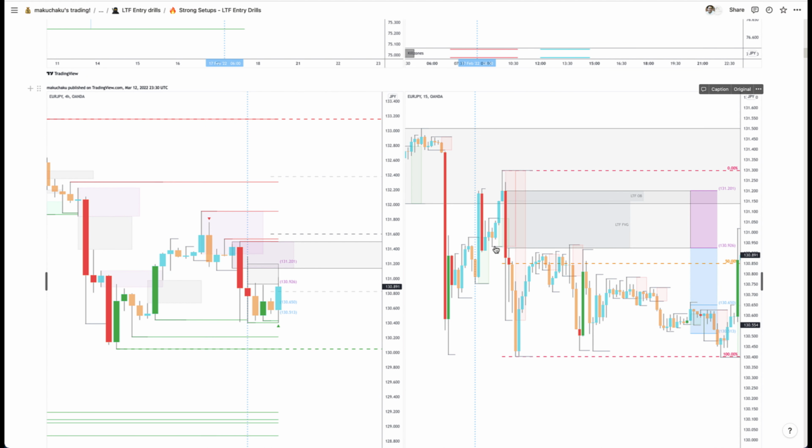Same thing here. Movement up, took out liquidity, and then sudden price displacement. The next candle could not come and fill in the gap, left a fair value gap, left an order block. Price came in, mitigated, and then gave a 1.5 hour win.